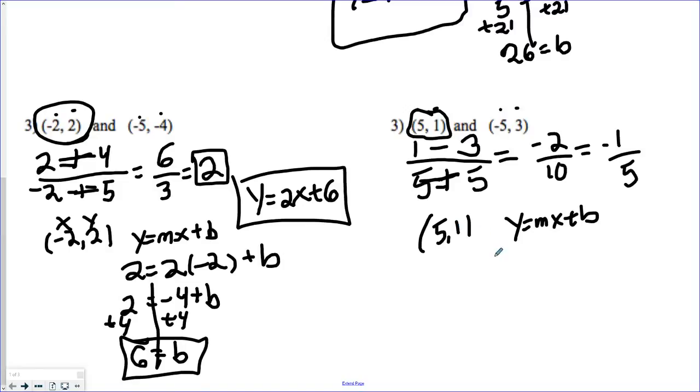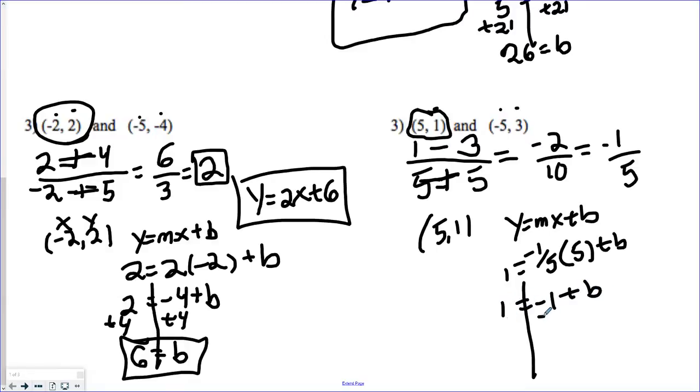Y is going to be the 1. M is negative 1/5, as we just found out. X is going to be the 5, and then plus b. Then we solve. So negative 1/5 times 5, that's negative 1, plus b equals 1. And then you add 1, so you get 2 is equal to b. So my final answer is going to be y equals negative 1/5 x plus 2.